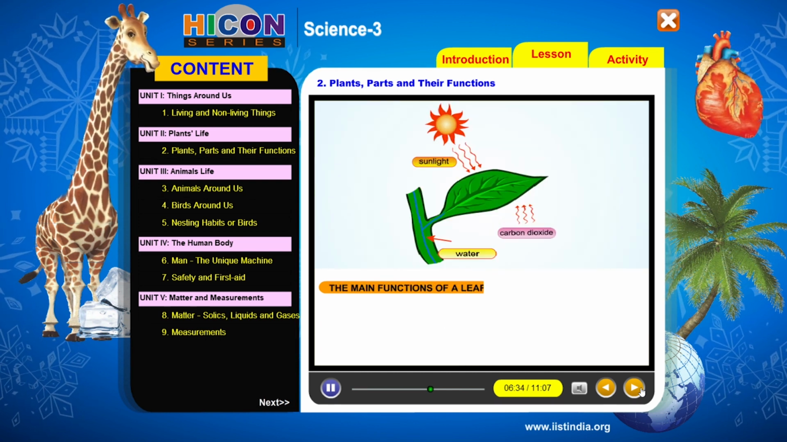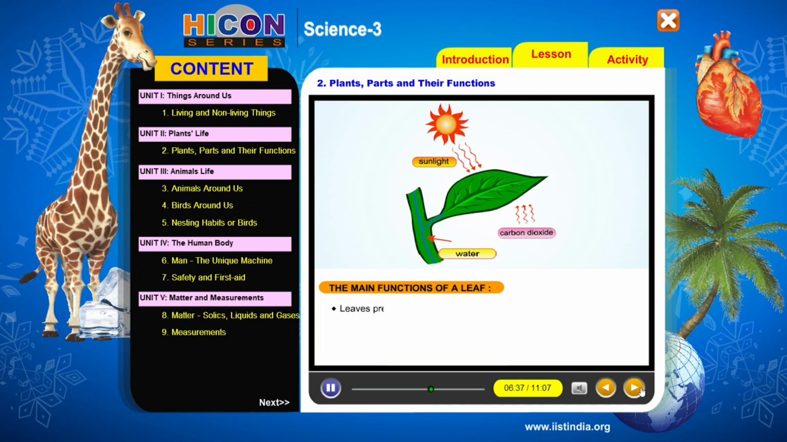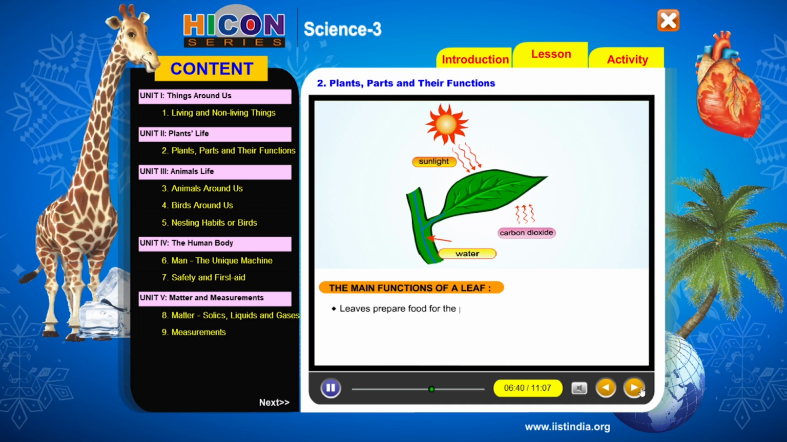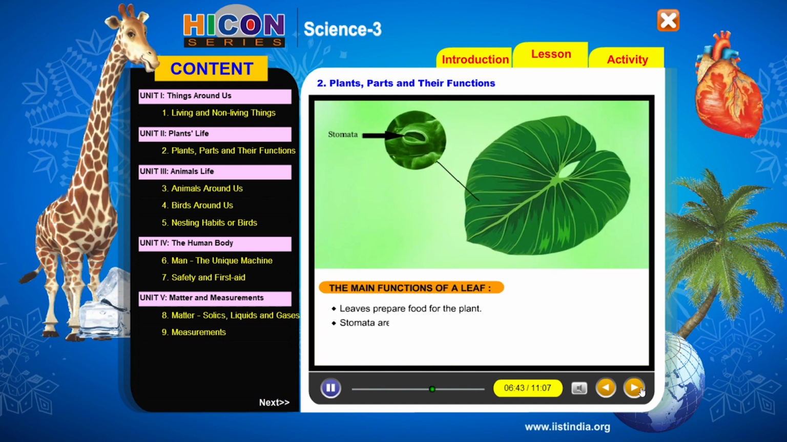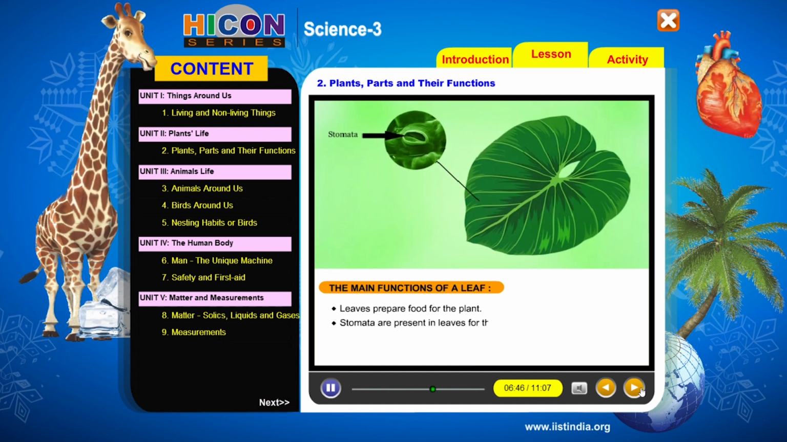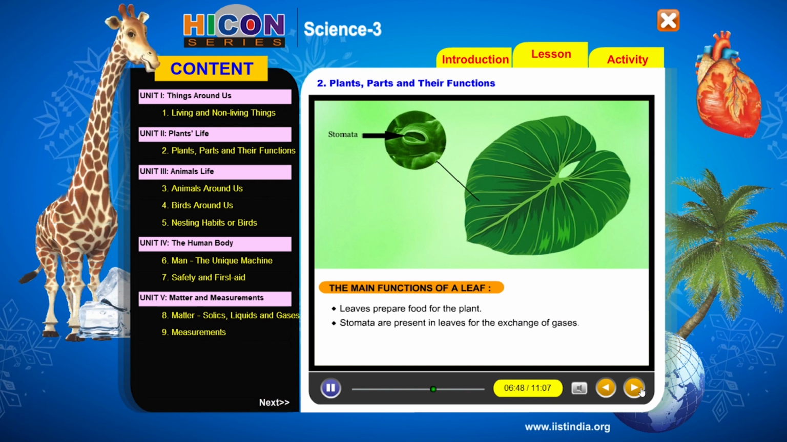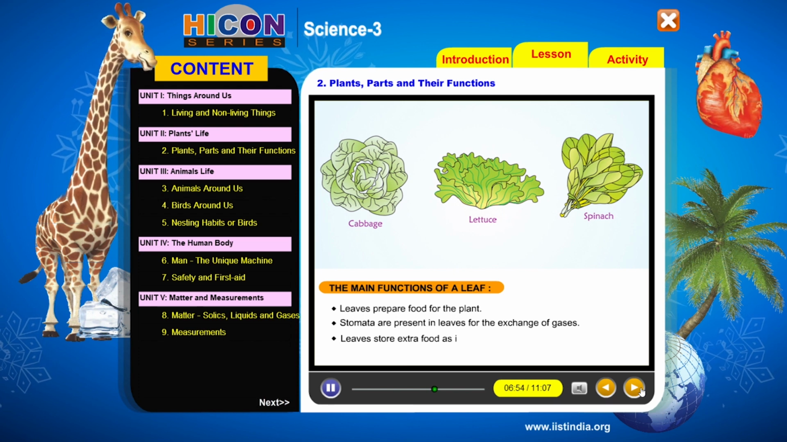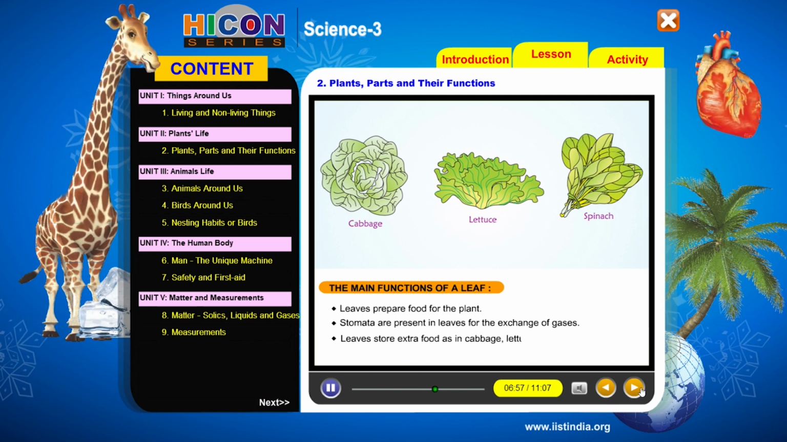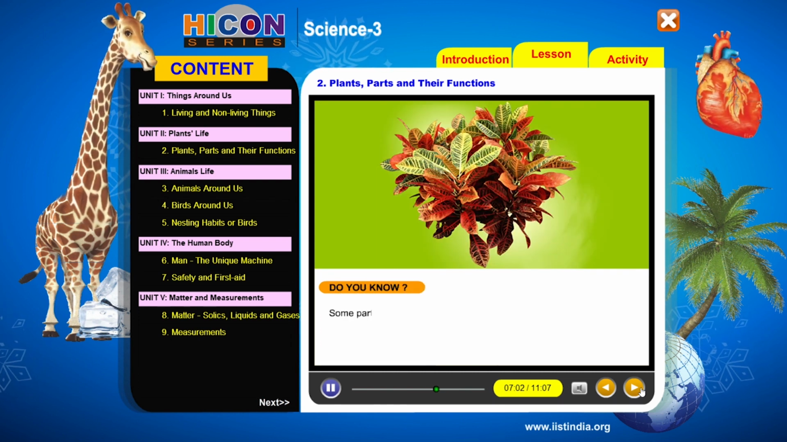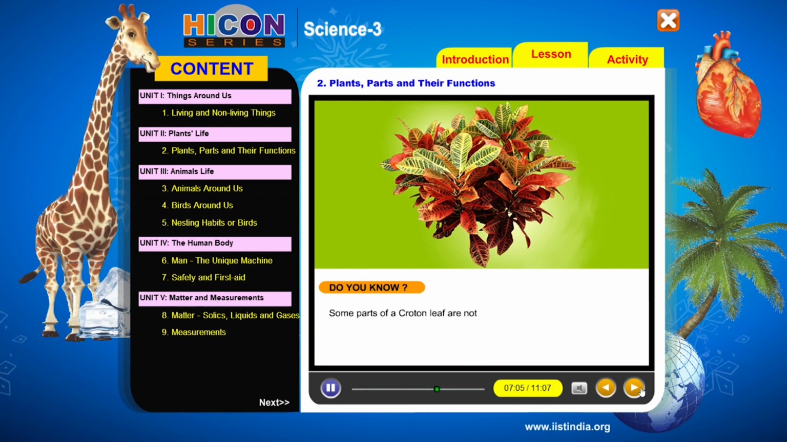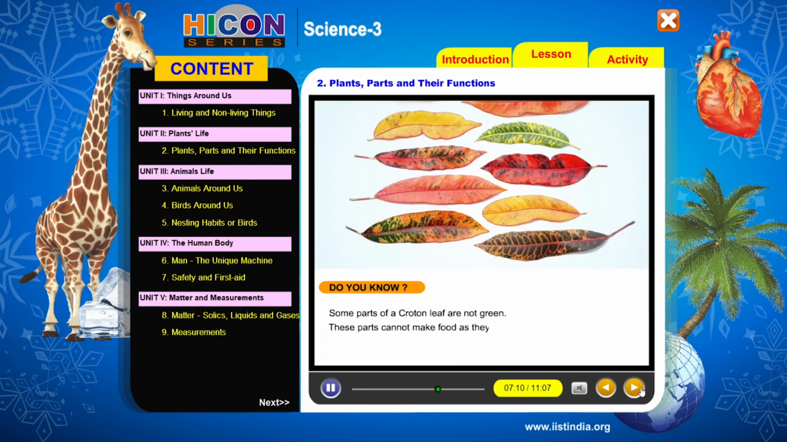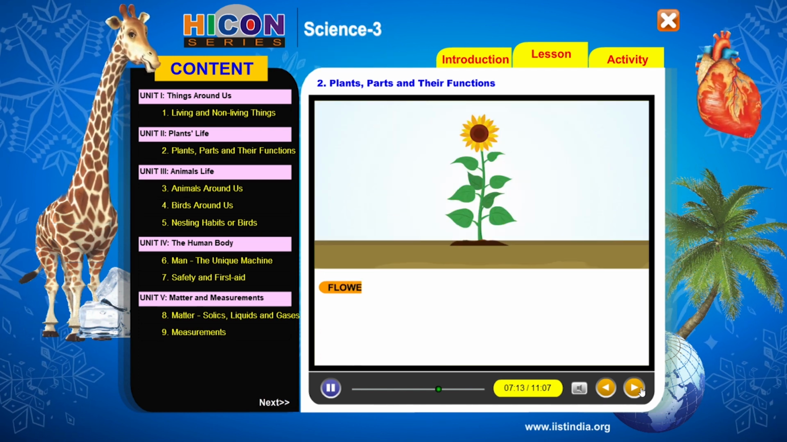The main function of a leaf. Leaves prepare food for the plant. Stomata are present in leaves for the exchange of gases. Leaves store extra food as in cabbage, lettuce, spinach, etc. Do you know some parts of a croton leaf are not green? These parts cannot make food as they do not have chlorophyll.